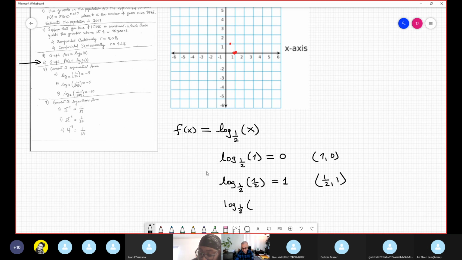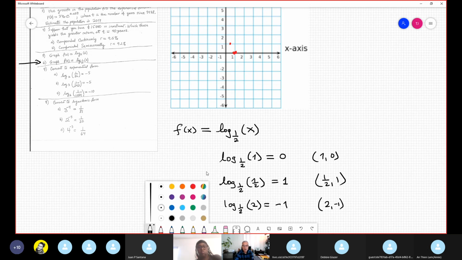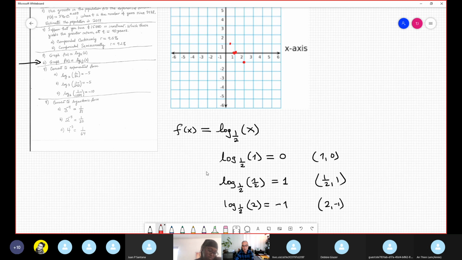And when the number inside the argument is the reciprocal, which is 2, the answer is negative 1. So it's (2, -1). We see where (2, -1) is, and over there, in red color. Suppose another extra point: logarithm base half of 4 is negative 2. Okay, (4, -2) is here.